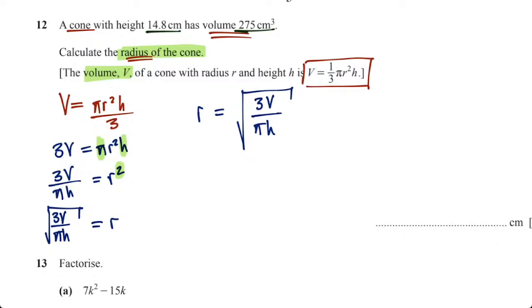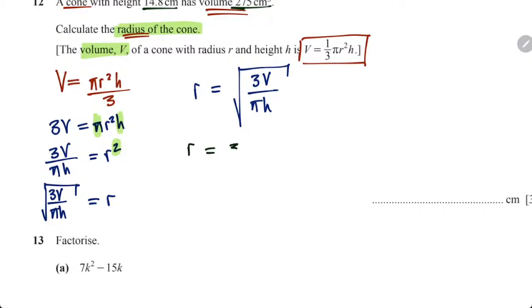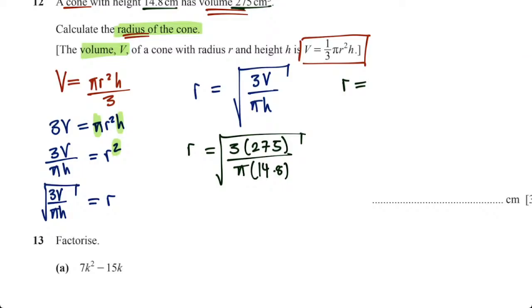Right. So look here now. We now say r is equal to square root of 3 times the v, which is 275, divided by pi times h, the height, 14.8. Can somebody do it? 3 times 275, then divided by, open bracket, pi times 14.8.